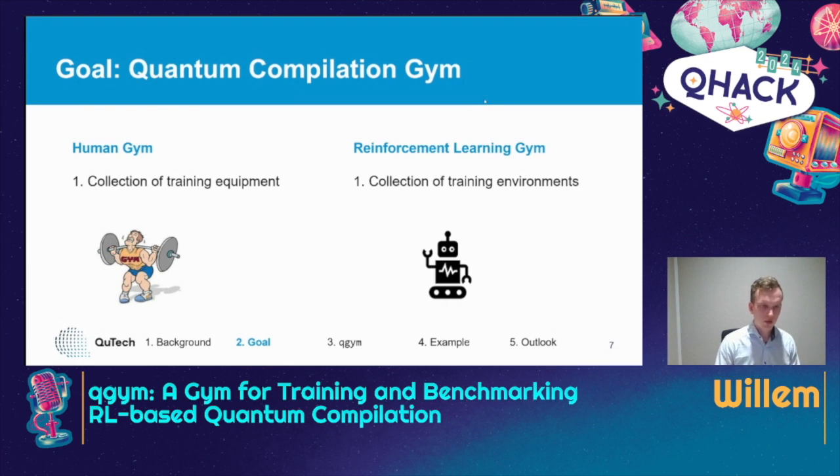So what does the gym consist of? In a human gym, you have a collection of training equipment, and in the reinforcement learning gym, you have a collection of training environments. And the training equipment in a normal gym is standardized. It's such that people know how to work with it. And that is really accessible for many people. And in the same way, we want to have a standardized API so that it's easy for many people that are developing quantum algorithms or look at the process of quantum compilation, that it's intuitive for them to work with it.